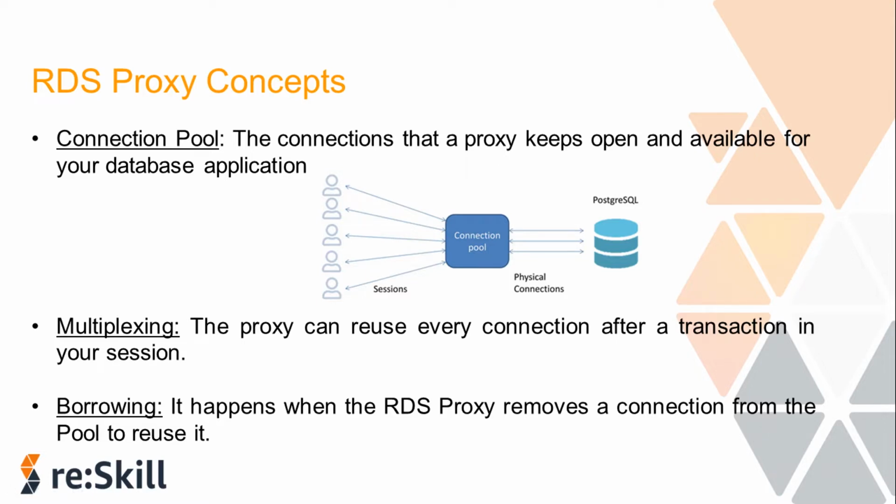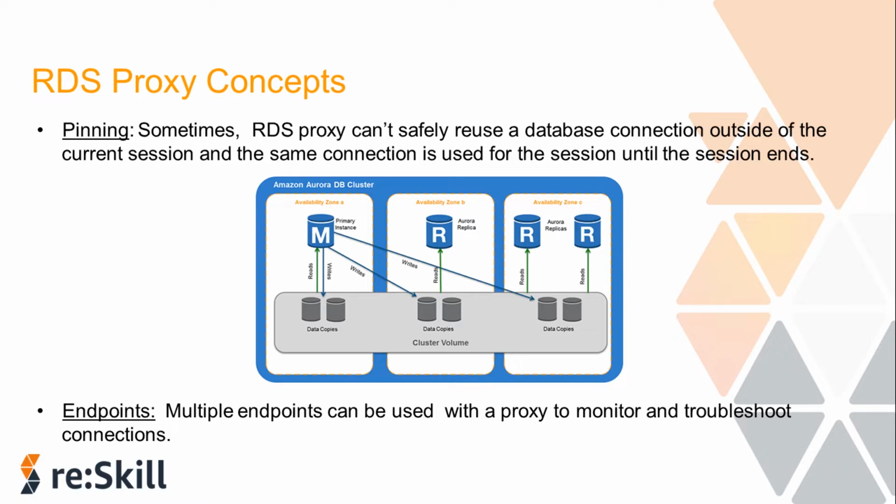There are a few more concepts. Let's look into them. So the next concept is about pinning. In some cases, RDS proxy can't be sure that it's safe to reuse a database connection outside of the current session. So in these cases, it keeps the session on the same connection until the session ends. And this fallback behavior is called pinning. AWS usually recommends avoiding pinning as much as possible, since it makes it harder to share the connections and thus reduces the benefits of using RDS proxy as such.